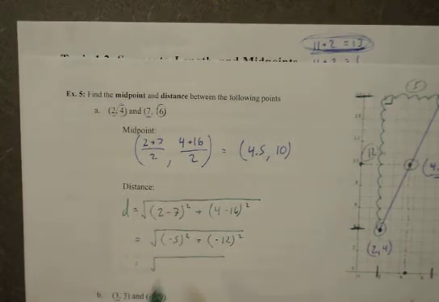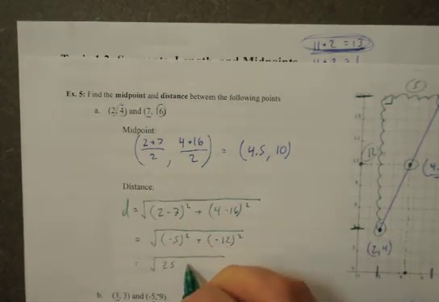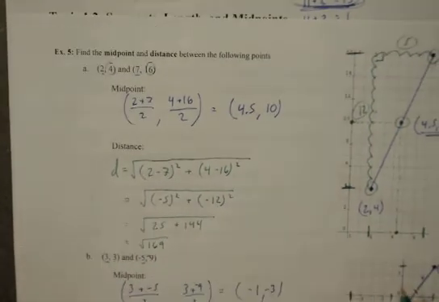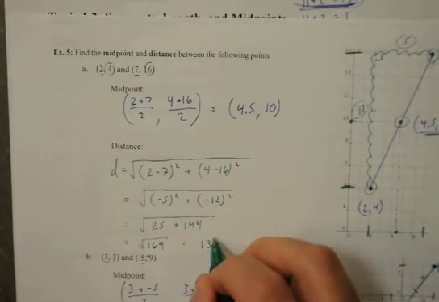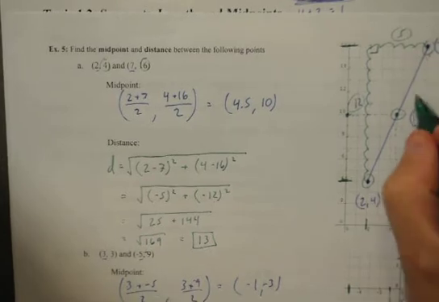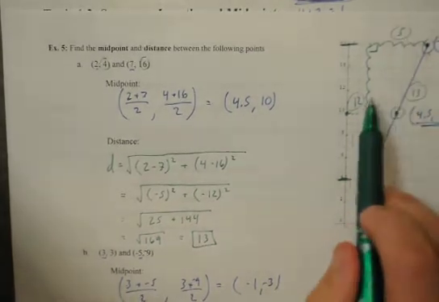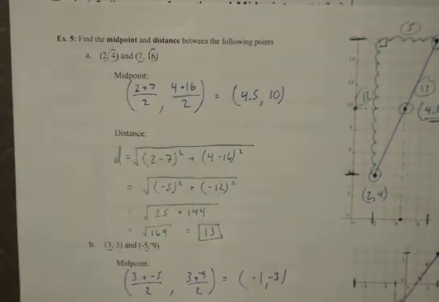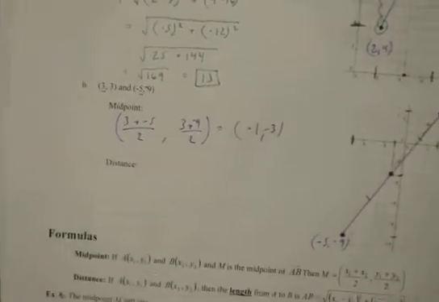And now you do negative 5 squared, which is positive 25, and negative 12 squared, which is positive 144. That adds up to the square root of 169, which is 13. This is called a 5, 12, 13 triangle. It's a special triangle. It shows up, and we'll definitely know about that later.